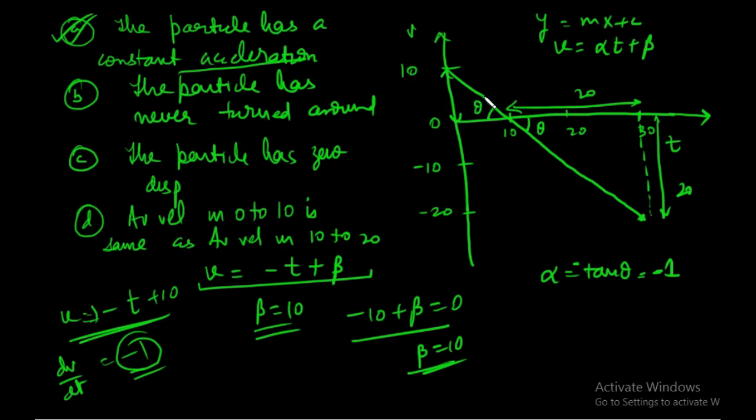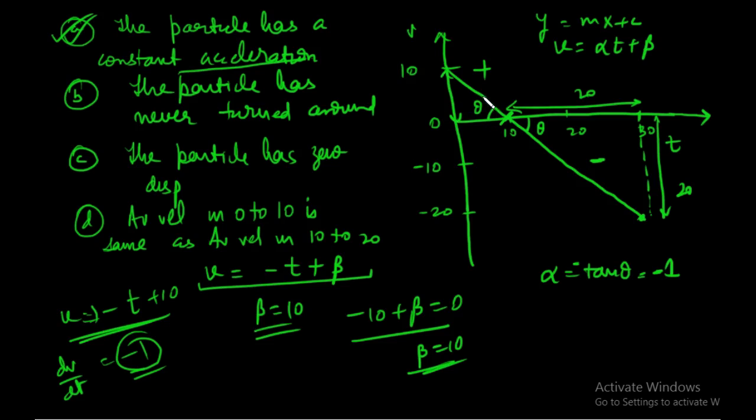Particles never turn around. Well, you see the displacement in 0 to 10 would be positive because this is in the first quadrant. But here displacement in 10 to 30 would be negative because it is in the last quadrant. And you see at 10 velocity is 0. This means the particle will now turn around and go back as acceleration is negative.